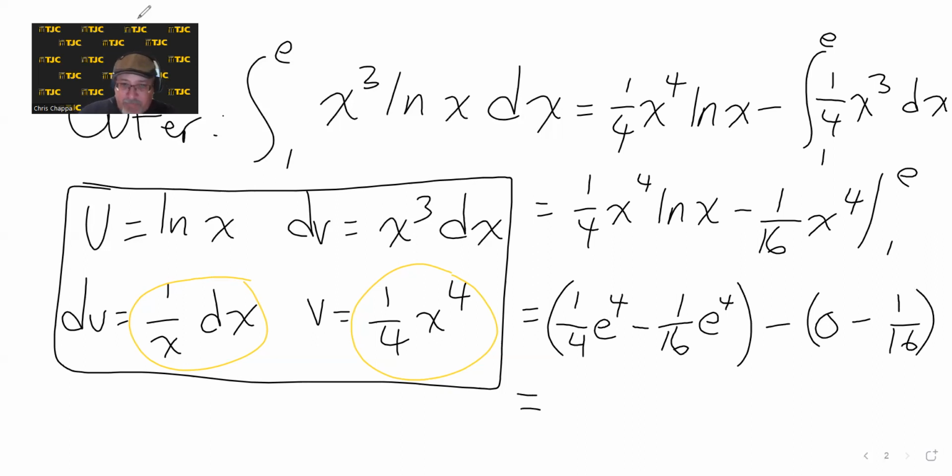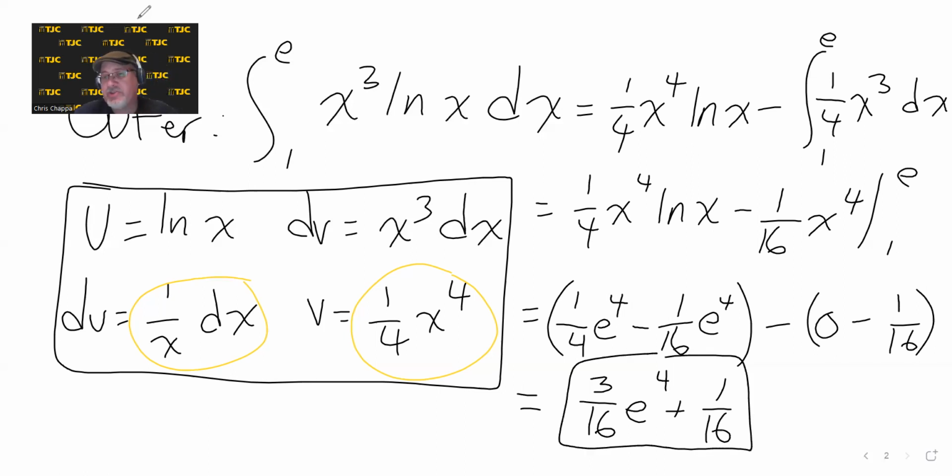We do have some like terms up front, so let's get a common denominator. 16, so 4/16 minus 1/16 is 3/16. So we have 3/16 e to the 4th minus negative 1/16, which is positive 1/16, which to me is a perfectly acceptable answer. We could do a few cutesy things. We could merge it into one fraction and write it as (3 e to the 4th plus 1) over 16, since we already have a common denominator.